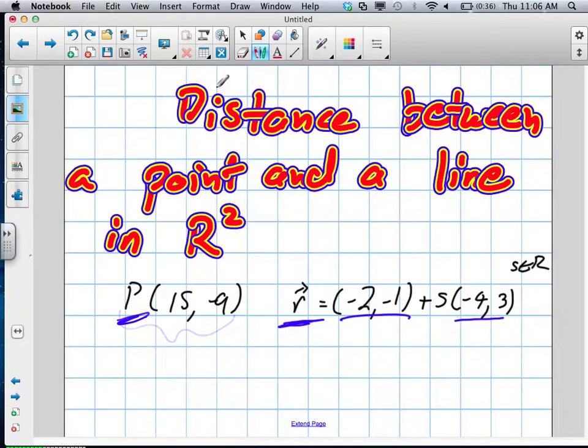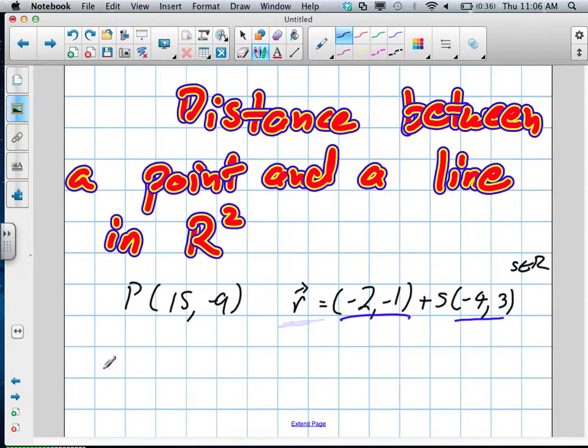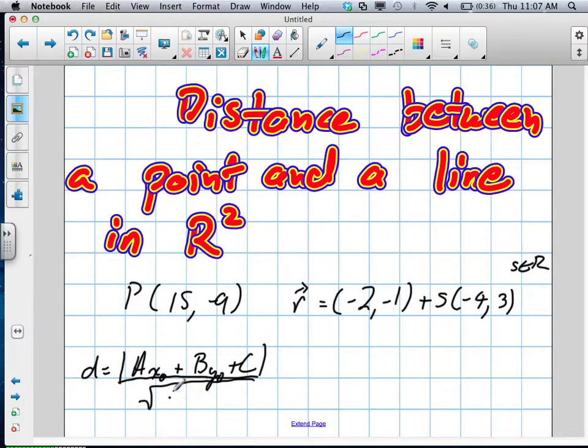And remember, for our formula, we needed it in what form? Anyone remember? Cartesian, okay? Because our formula is ax naught plus by naught plus c, all divided by the root of a squared plus b squared, which means we need our Cartesian form. So our Cartesian form deals with the normal.